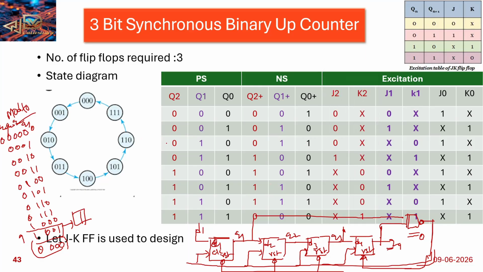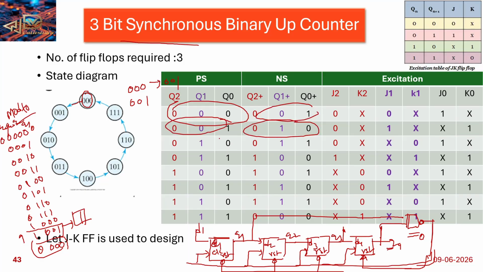See, this is the 3-bit synchronous up counter. Up counter means it starts from 0. See how it moves: 000, present state is 0, next state is 1. The current state is 1, next state is 2. Current state is 2, next state is 3. Current state is 3, next state is 4. So that is the up counter.